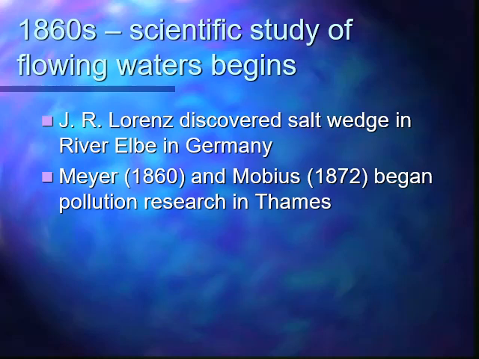So in the 1860s, we began to get a better look at the flowing waters, and Lorenz studied the salt wedge in the River Elbe. Now this is where the river flows into the ocean, and we'll see how that works later on. Meyer and Mebus began to look at water pollution in the Thames, and this is of course the big river that flows through London, and it was really, really polluted at that time, and it began to be a cause for concern. So the British said maybe we better do some things to clean this up. And these guys laid the groundwork for that.